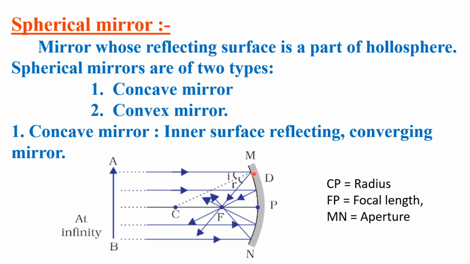Radius of the sphere, as the mirror is a part of the sphere. The sphere would be like this. FP is the focal length. The distance between F, means focus, and P, means pole. The definitions of that I will discuss afterwards. So the distance between F and P is called as focal length, and it is denoted by a small letter f. MN is the aperture. What do you mean by aperture? The diameter of reflecting surface of spherical mirror.